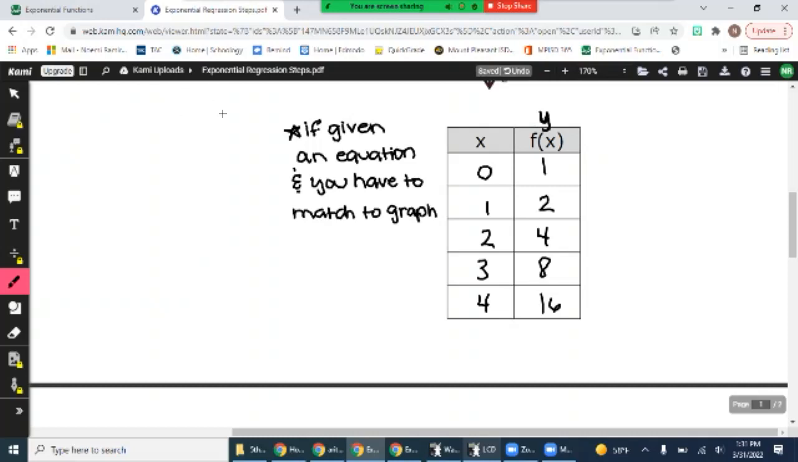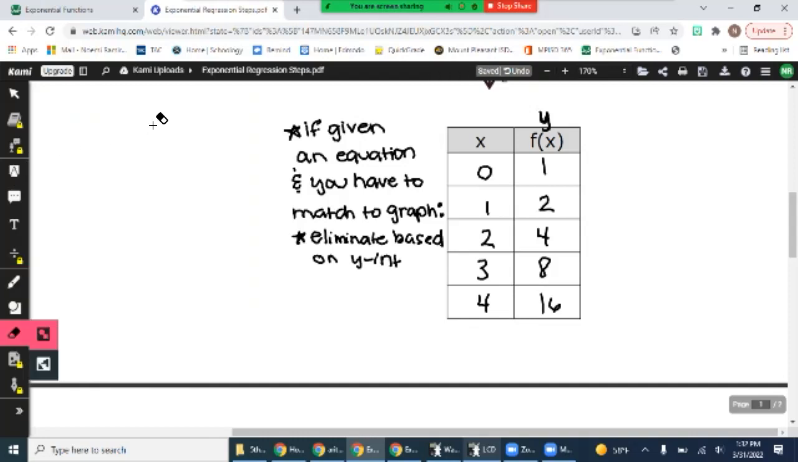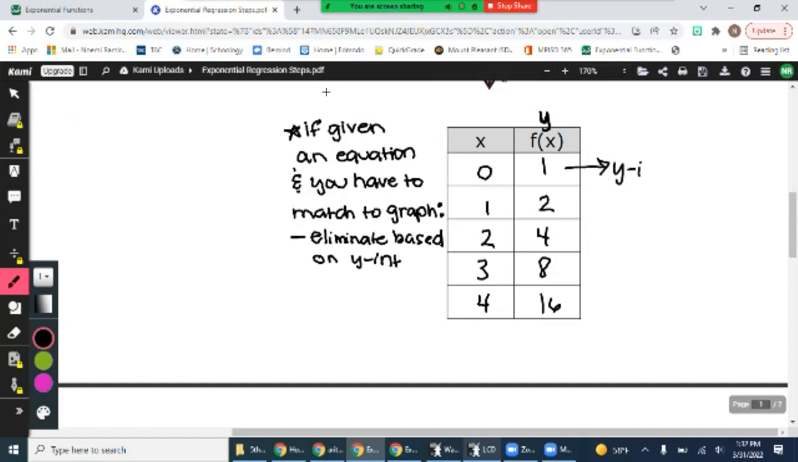If given an equation and you have to match it to a graph, the very, very first thing is to eliminate based on y-intercept. You find the y-intercept first. You're still going to create your table, but you want to create your table and then eliminate based on the y-intercept. You find the y-intercept right here. If the y-intercept doesn't match the graph, get rid of it. Eliminate based on the y-intercept.